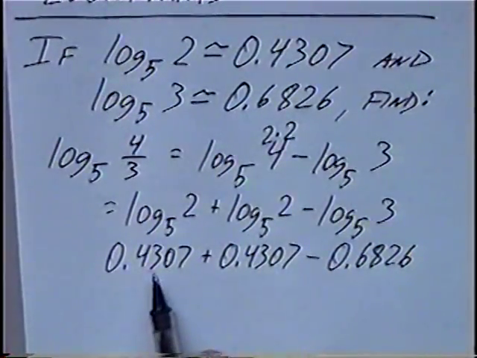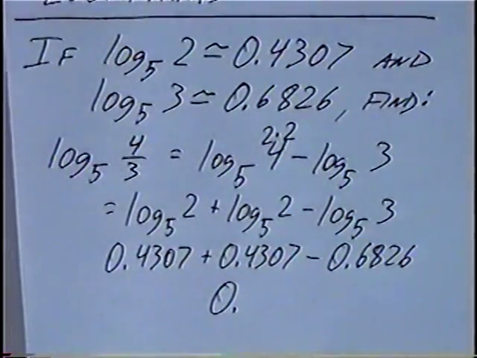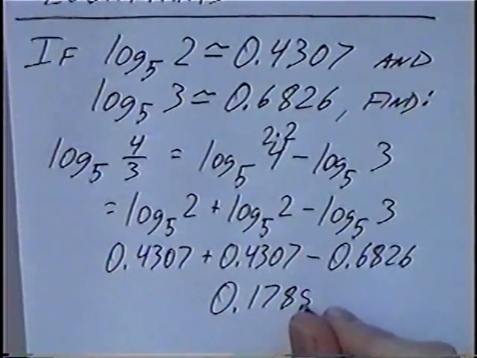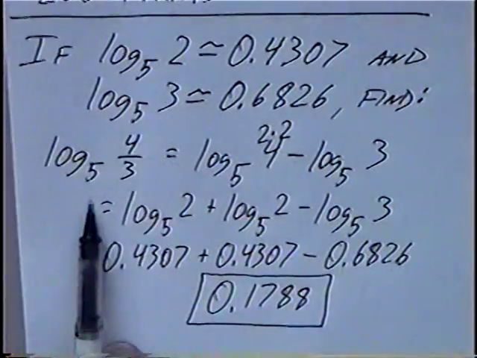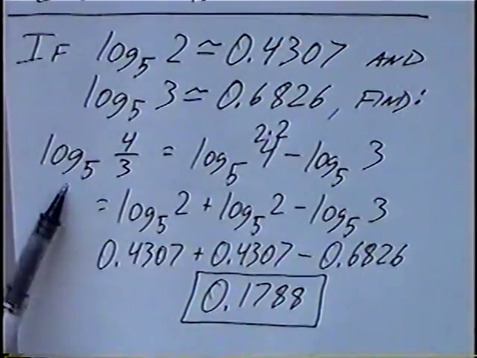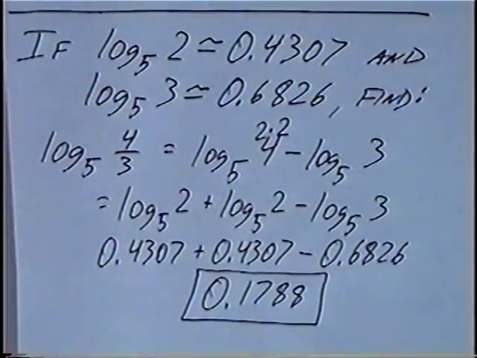Combining these decimals, adding and then subtracting, we'll be left with our final answer of 0.1788. So by expanding logarithms and using given information, we can estimate that log 4/3 base 5 is approximately 0.1788.